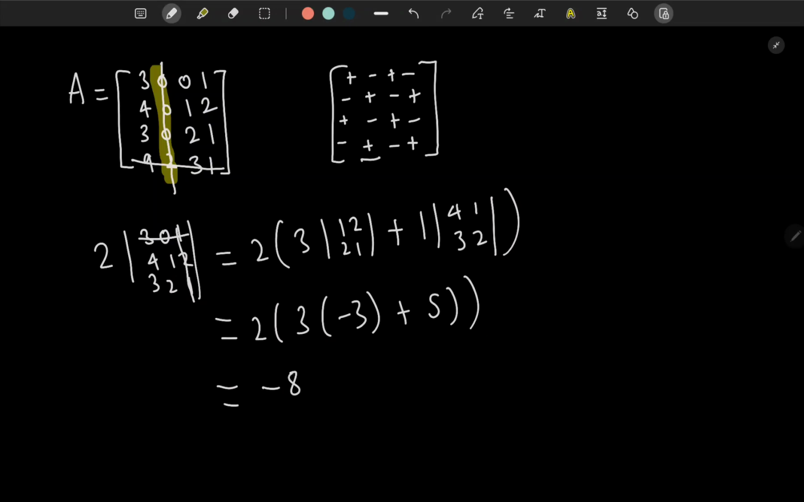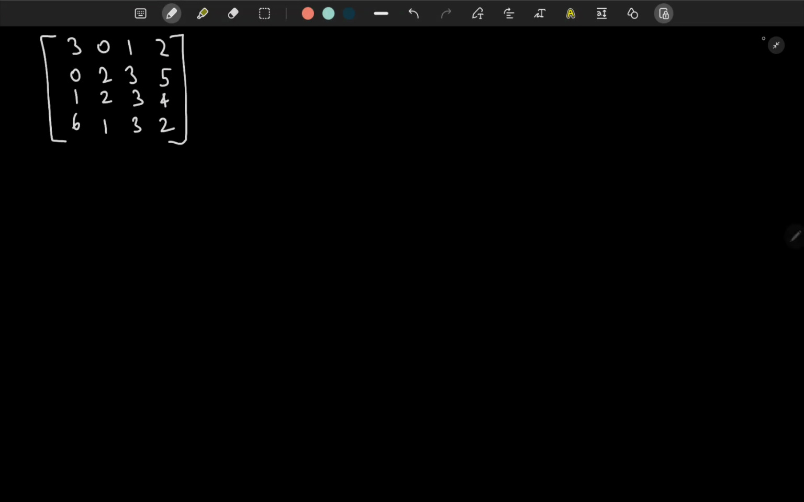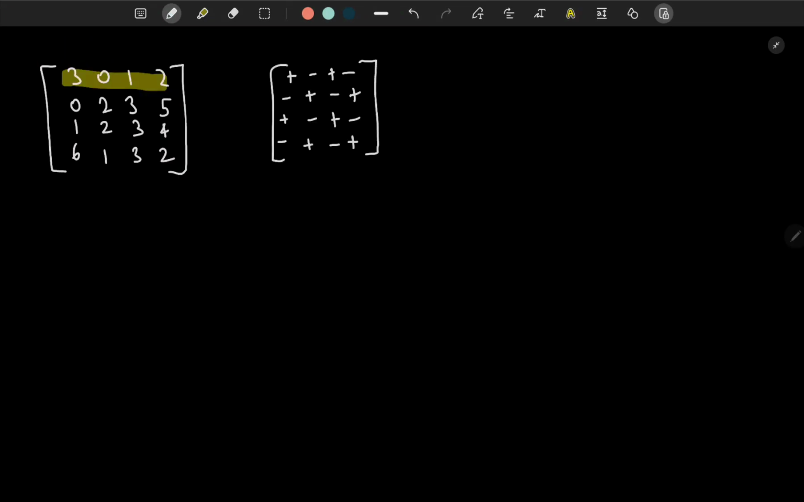Now let's look at another example, which demands more workings. Once again we need to identify the row or column with the most amount of zeros. Let's choose the first row this time, and we need to remember the signs matrix. Let me just add it here, and let's start by writing the coefficients. The first coefficient is going to be 3, and now we need to open the brackets and cancel out the first row and the first column. So let's do that.